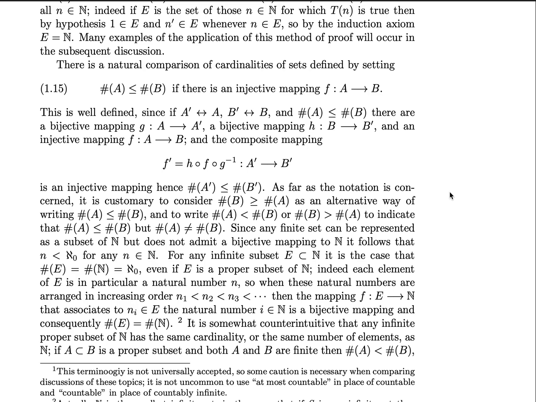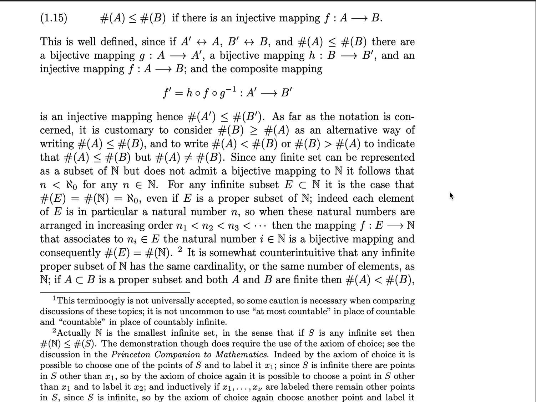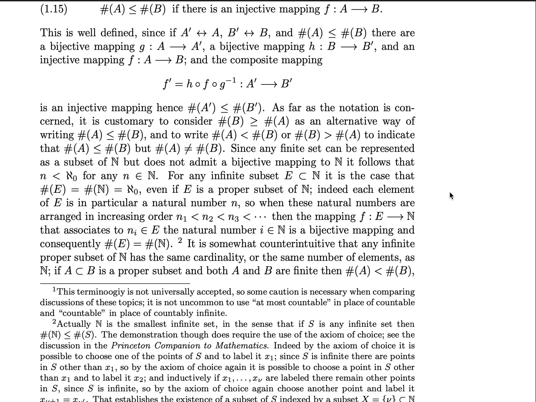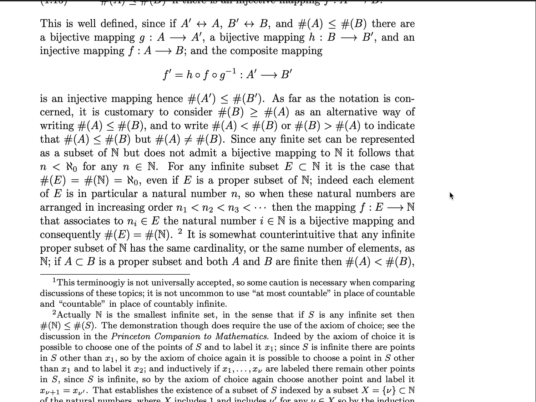So you can define a new injective mapping between A' and B', such that you take A' to A to B, and then B to B', giving you an injective mapping at every step, so the composition will be injective. Namely, F' is equal to H composed with F composed with G inverse. Therefore, since you have an injective mapping F', the cardinality of A' is less than or equal to the cardinality of B'.